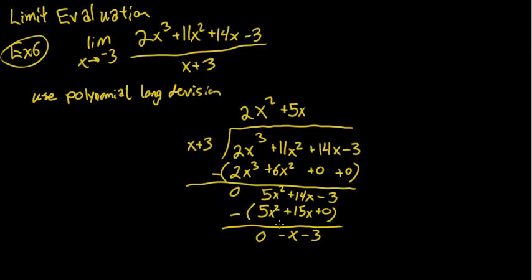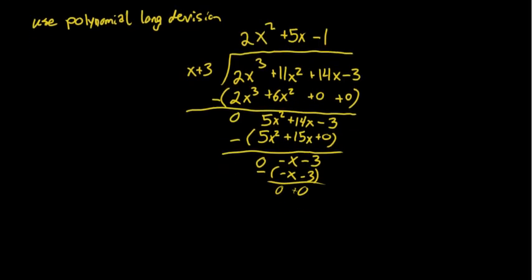Then x goes into -x, -1 times. So we have x times -1 is -x, 3 times -1 is -3. So -x minus -x is positive x. So we get 0, and the 3s also give us 0. So if we had a remainder here, what we're about to do wouldn't work. But since we don't have a remainder, we can make this work out.